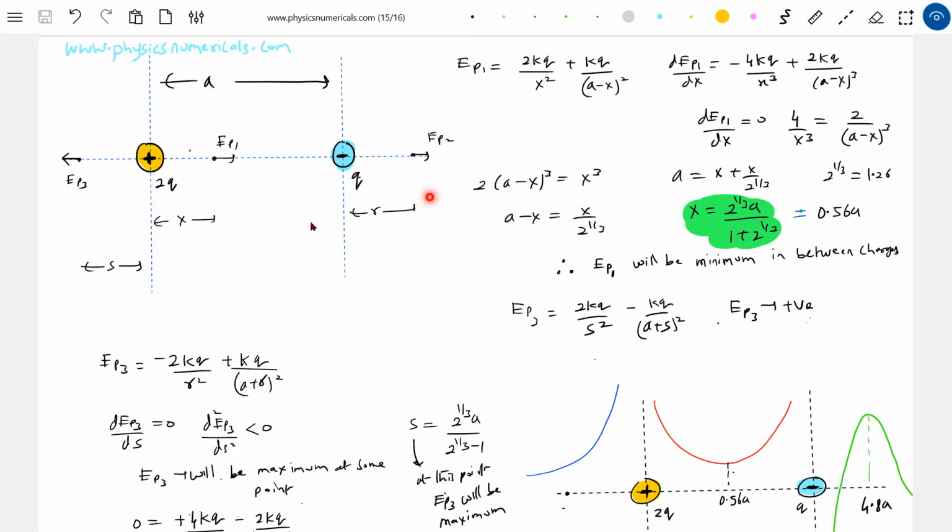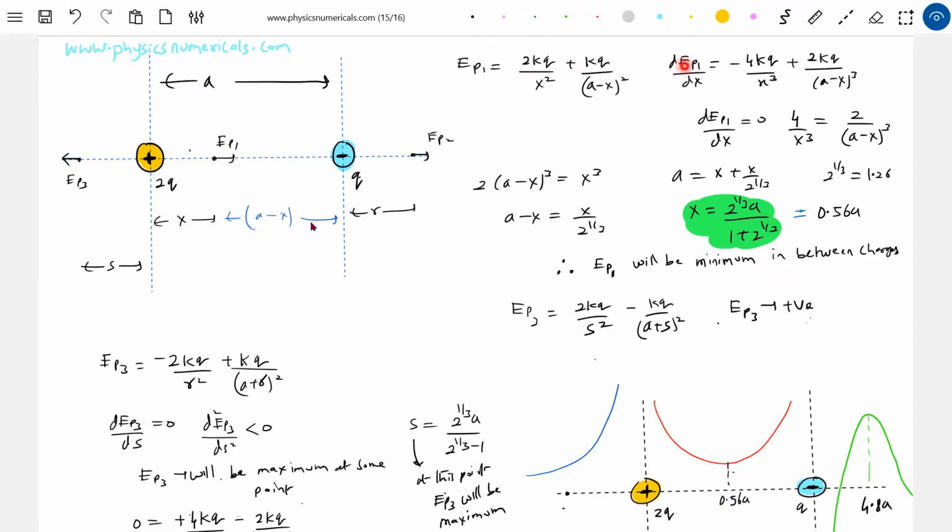First we'll look at the point P1, which is in between these two charges at a distance x. So 2kq by x square due to the positive charge. Due to the negative charge, it will be towards the right only, kq by (a minus x) whole square. This distance will be a minus x whole square.